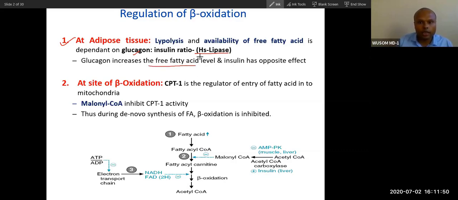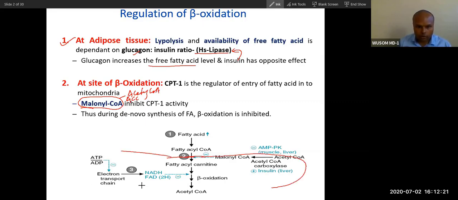But the opposite is true: insulin inhibits this enzyme during the fed condition. That is why the fed condition facilitates fatty acid synthesis, and the fasting condition facilitates fatty acid oxidation. Now, second, malonyl coenzyme A, which is synthesized from acetyl coenzyme A during the fed condition by acetyl coenzyme A carboxylase, will inhibit the transport of fatty acid into mitochondria. So these two are very important regulatory steps, one in the adipocyte, the other in transport of fatty acid. Two very key steps.